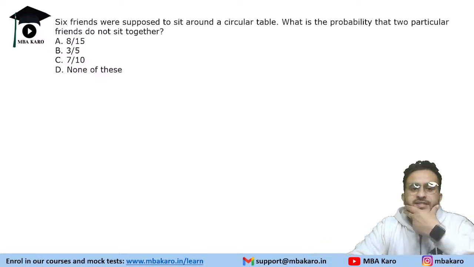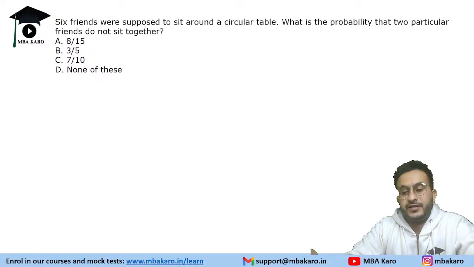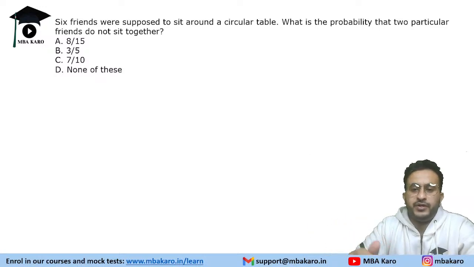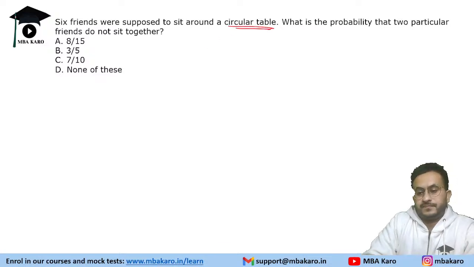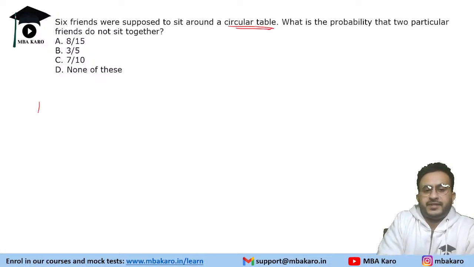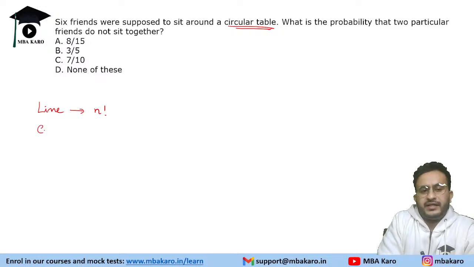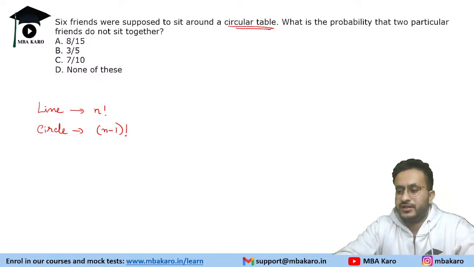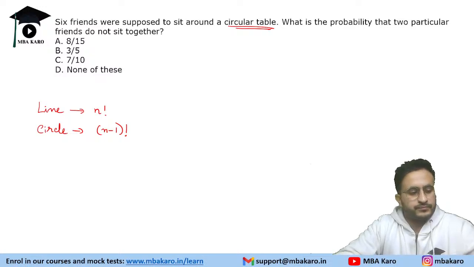For example, this is a doable question. Six friends were supposed to sit around a circular table. What is the probability that two particular friends do not sit together? Acha, you know the number of ways of arrangement at a circular table? If there are n people in a line, the number of arrangements is n factorial. And in a circle, it is n minus 1 factorial. ये पहले आपको पता होना चाहिए कि n minus 1 factorial is the number of arrangements at a circular table.